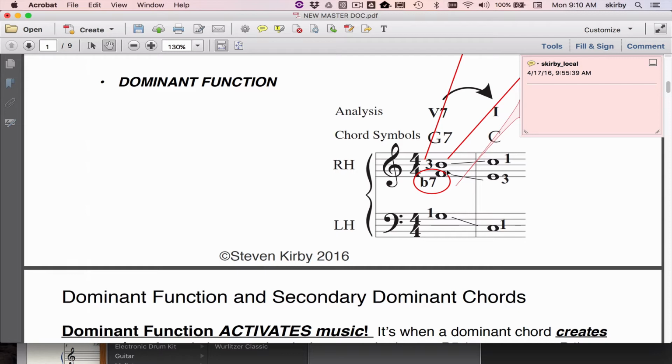And when you put this note below it, in this case a G, the G becomes unstable and wants to go down a perfect fifth to the root of the target.